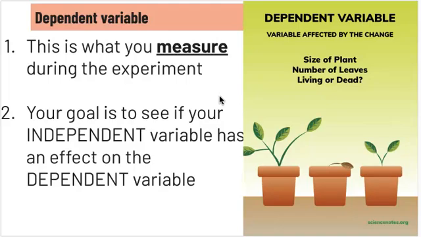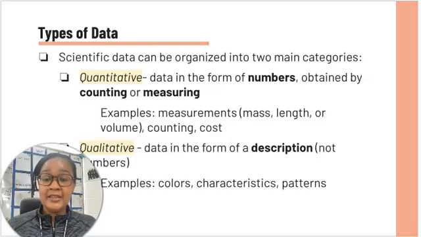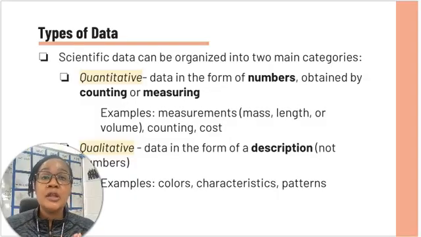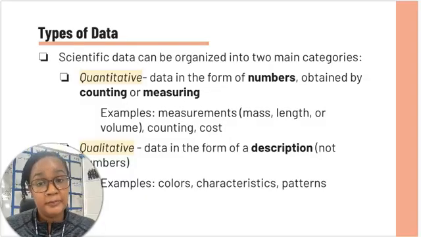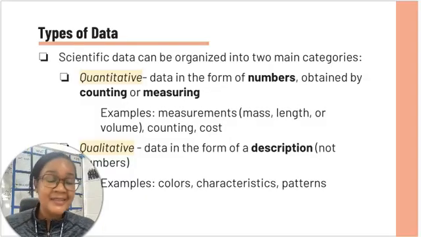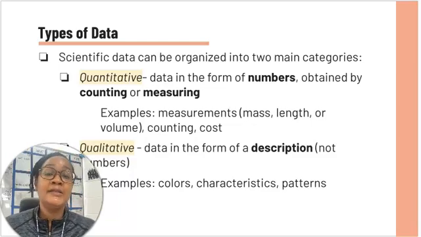Not really, because we would have to define what living or dead meant. So we want something that is countable, something that can give us a number. Now I just talked about something that can give us a number. There are two different types of data that you can have in science. You can have quantitative data or you can have qualitative data. In most of the sciences, quantitative data is going to be our dependent variable.